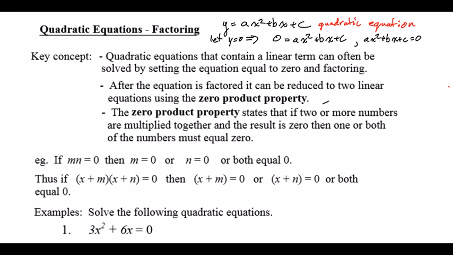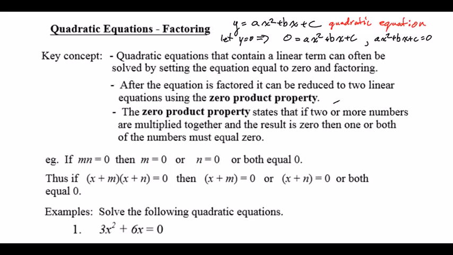The key concept of today's lesson is that a quadratic equation, this thing up here, contains a linear term that we can often solve by setting it equal to 0. The y value is our linear term. We set it equal to 0 and then we factor. After we factor, the right or the left side of this equation, depending on where your 0 is, is basically two brackets. Those two brackets we call linear equations.